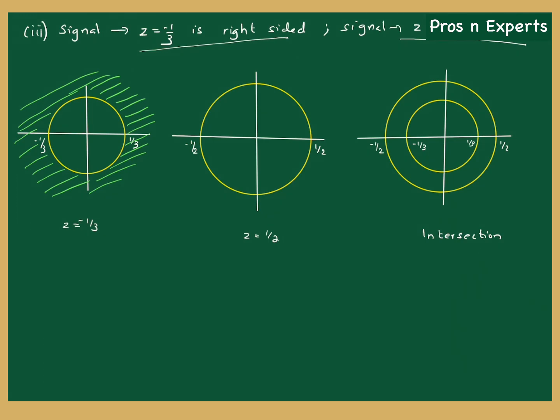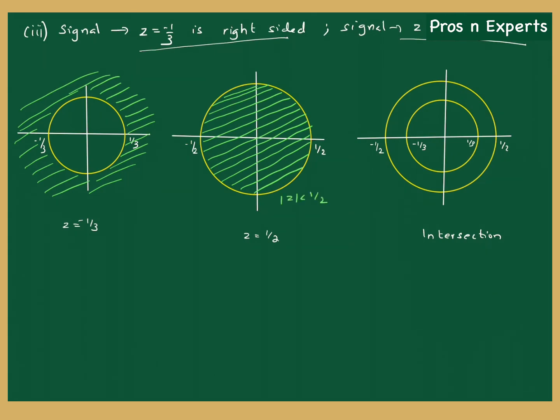Okay. Now, the signal corresponding to this pole is left-sided. That means for this plot, the ROC should be inner to the circle. Since the signal is left-sided corresponding to the pole z equal to half, for this individual plot, the ROC will be inwards to the circle bounded by the pole. Okay, so this is the ROC of this term, mod z less than half. This is mod z greater than 1 by 3.